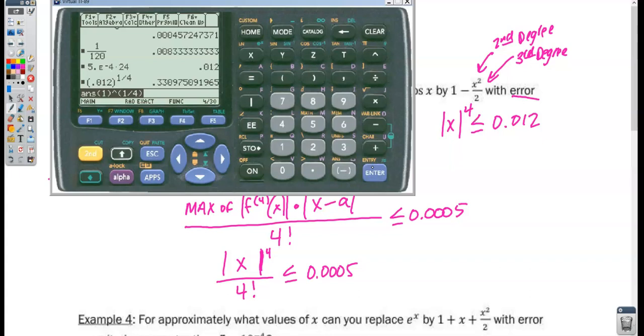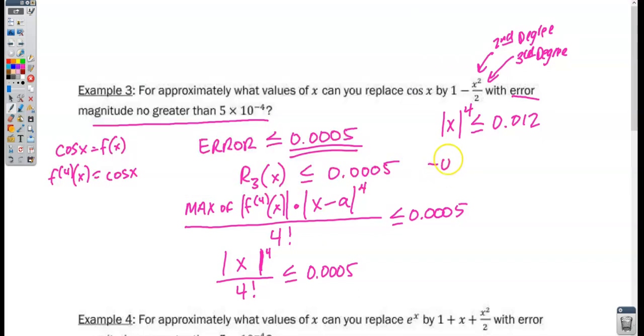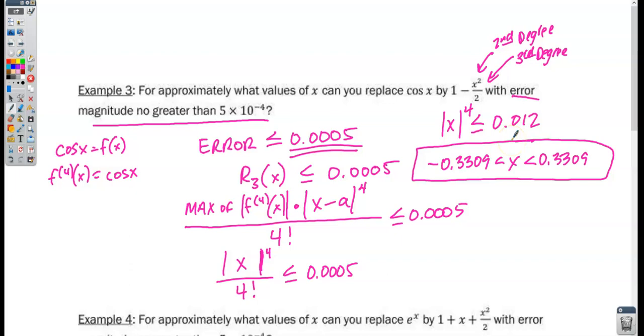And it's going to give me 0.330975, etc. Now, since we're writing this as an interval, normally we round the error up, but with intervals, we're going to round in towards the center, because the error is guaranteed to be smaller than this at 0.3309, but it's not guaranteed to be smaller at 0.3310. So our interval here is going to be from negative 0.3309 to positive 0.3309, and that's the interval on which the error has a magnitude no greater than 5 times 10 to the negative fourth.